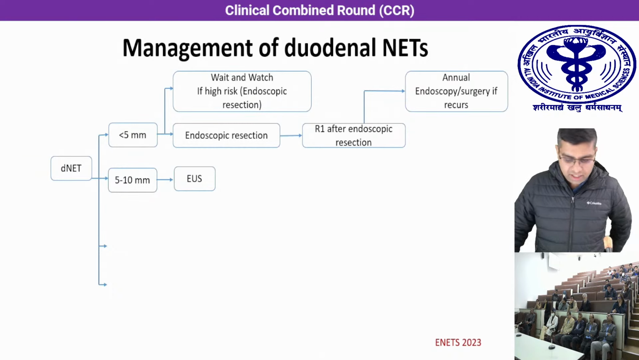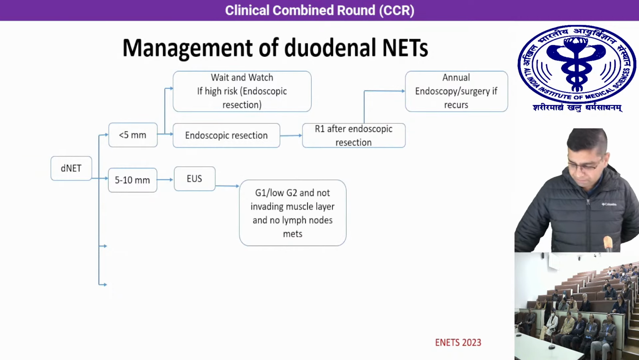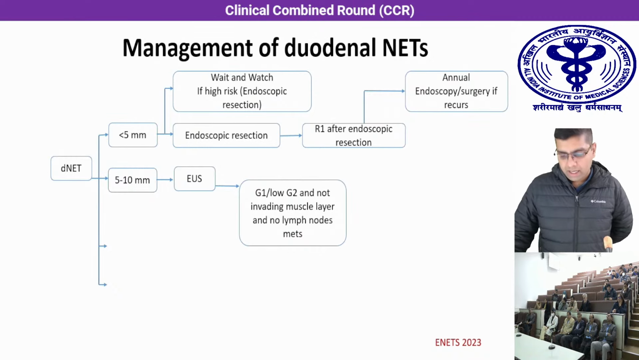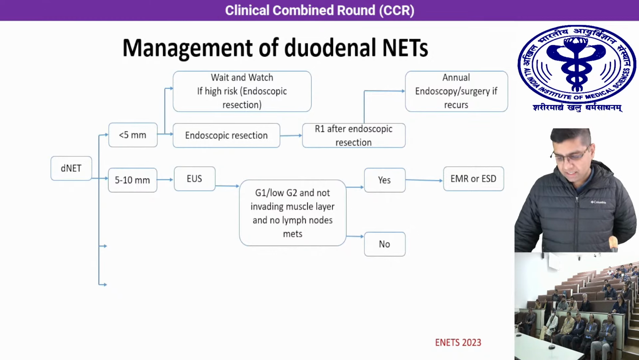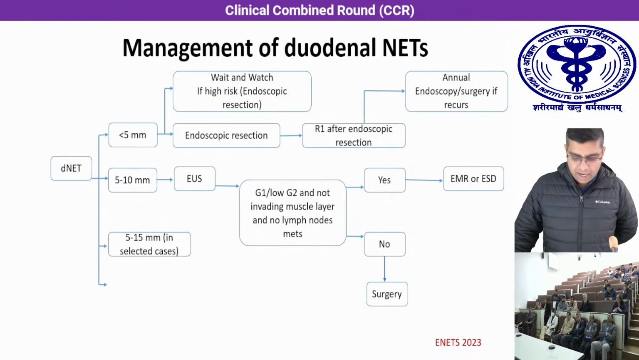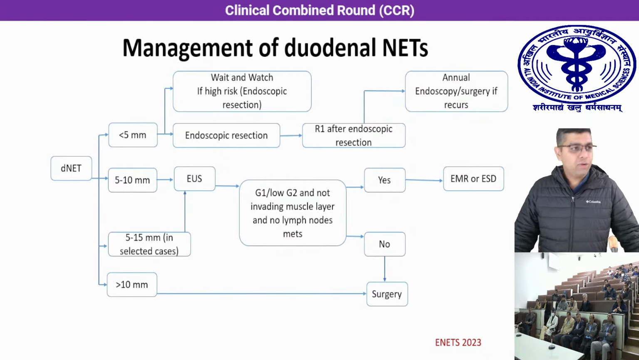For any lesion of 5 to 10 mm, an EUS evaluation is required. And in a low-grade and non-invasive lesion, endoscopic resection is indicated in the form of endoscopic mucosal resection and endoscopic submucosal dissection. But if the features are of a high-grade tumor or a metastatic lesion, surgery is indicated. And any lesion more than 1 centimeter should currently undergo a surgical resection.